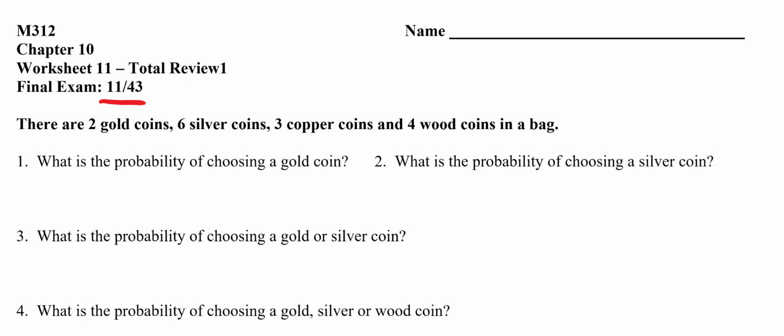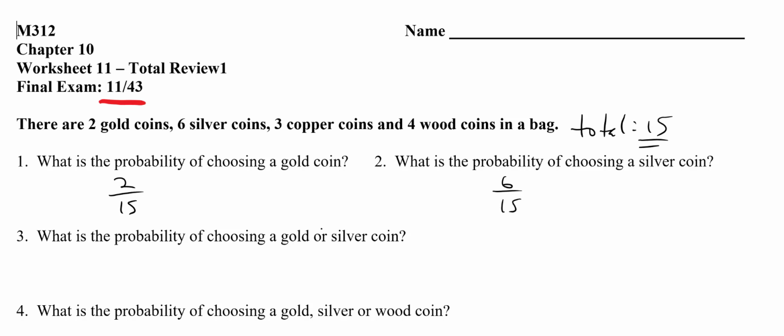There are 2 gold, 6 silver, 3 copper, and 4 wood coins in a bag. What's the probability of choosing a gold coin? Remember, the first thing you need to do is figure out the total number of coins there are, and if you add all those together, you get a total of 15. That's important. So the probability of choosing a gold coin is 2 out of 15. Super easy. Probability of choosing a silver coin, 6 out of 15.